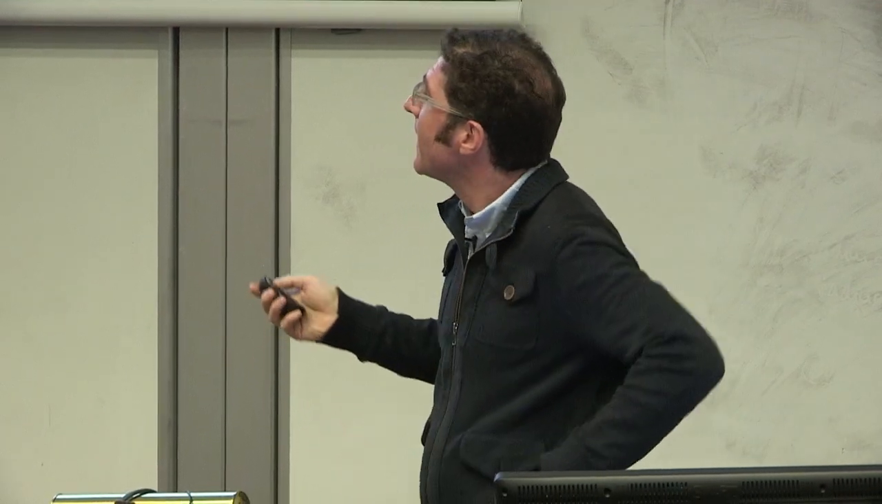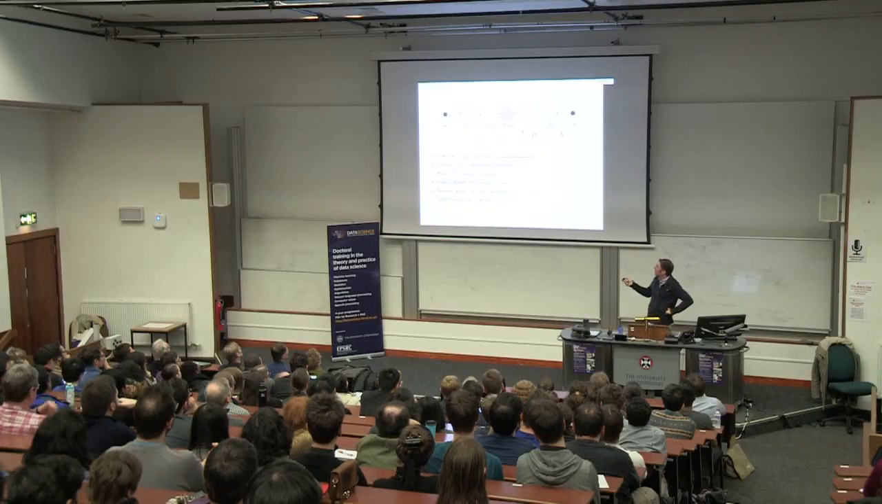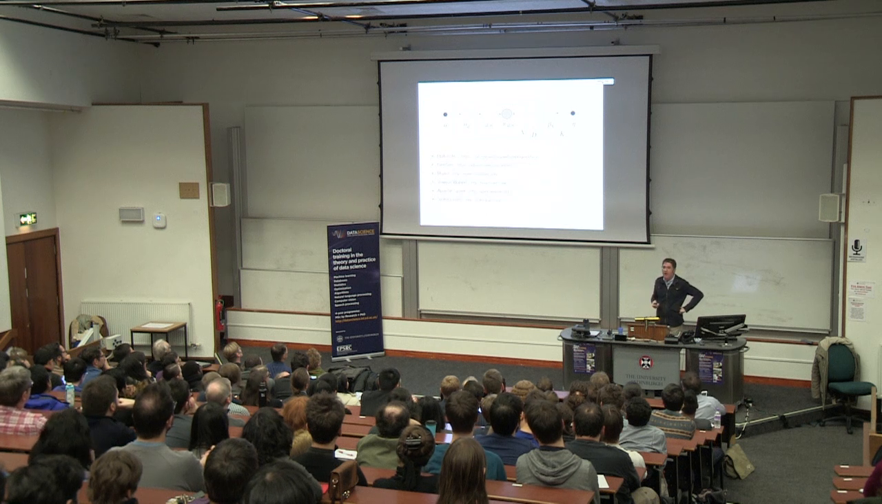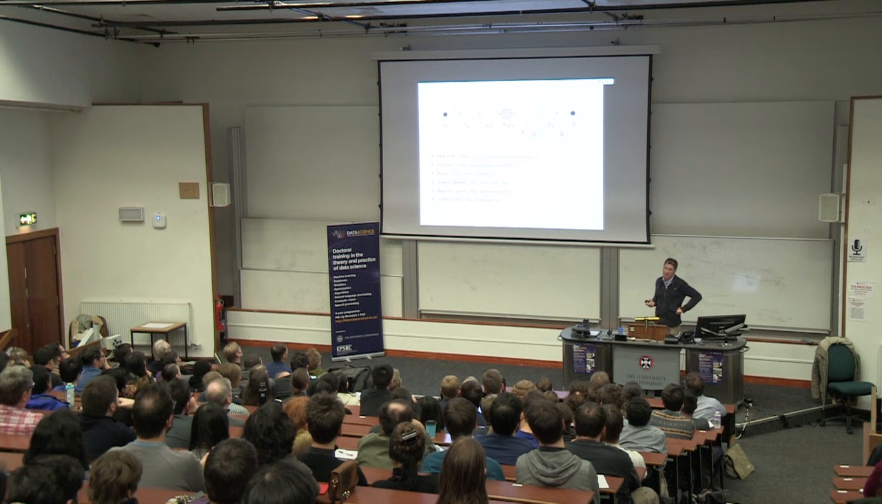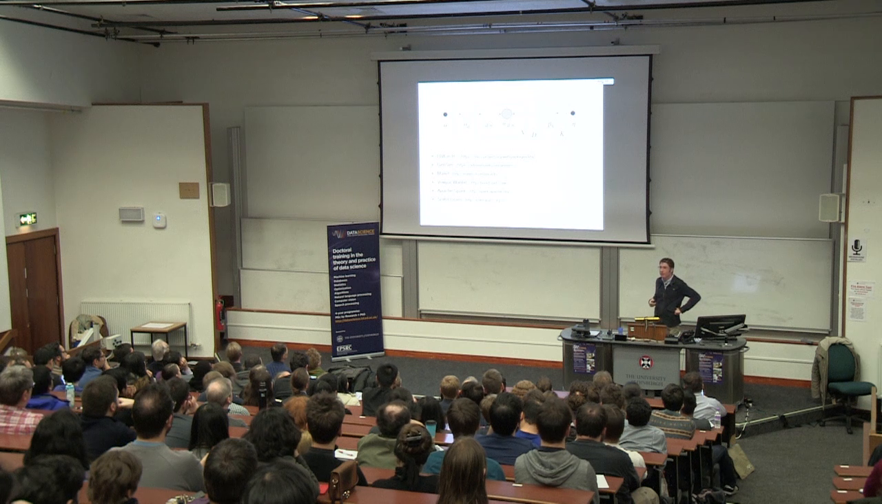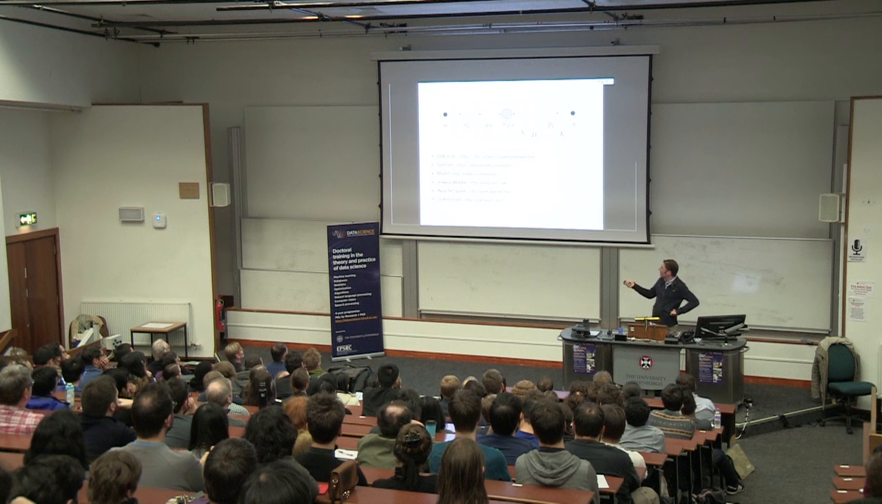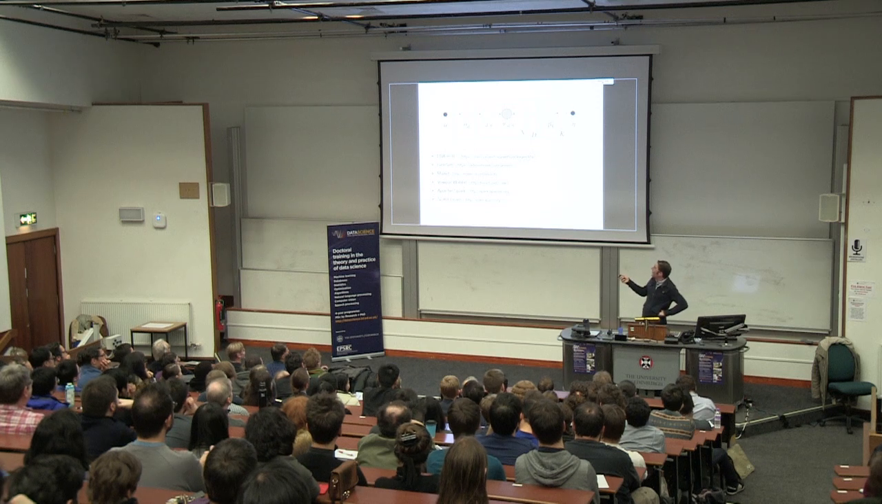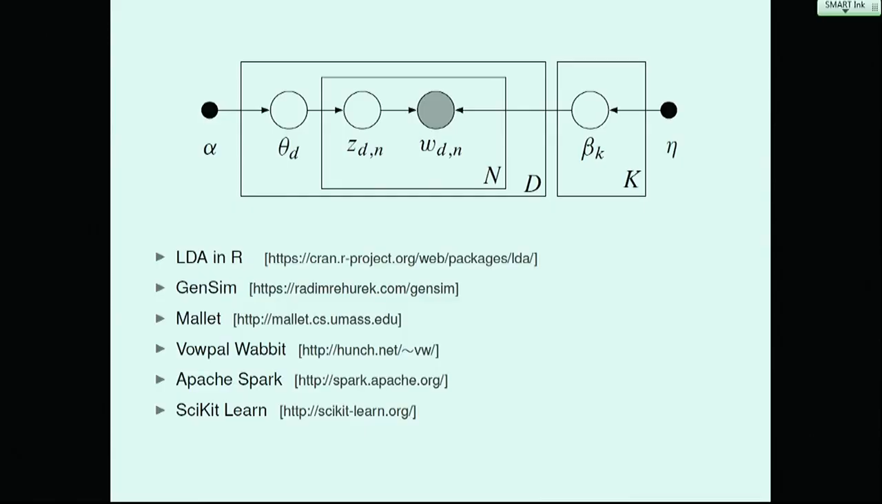Possibly more fun. More importantly, there are lots of ways to do this, but there are also lots of open source software packages that have implemented some kind of posterior inference for LDA. So here's a list. These are all really good. Each is different. And so if you have a corpus on your hard drive, you can download one of these packages and immediately get started approximating the posterior distribution of LDA.